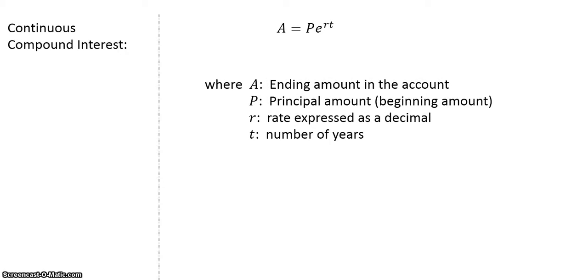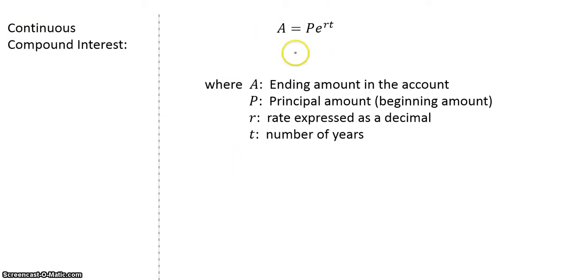Okay, continuous compound interest. So we talked about compound interest last time we were in class when we had the n equals however many times it compounded each year. So if it was weekly, then n was 52. If it was monthly, then n was 12. Well, now we are continuously compounding the interest.